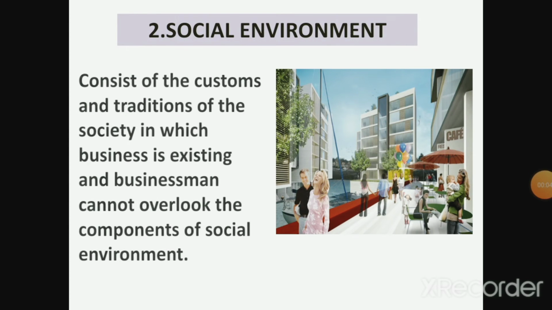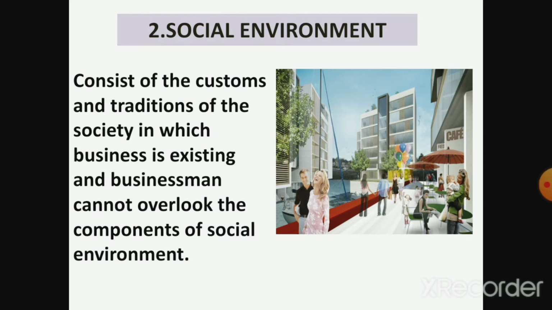Second dimension is social environment. Social environment consists of the customs and tradition of the society in which business is existing. It includes the standard of living, taste, preferences, and education level of people living in the society where the business exists. The businessman cannot overlook the components of social environment, as these components may not have immediate impact on the business, but in the long run, the social environment has a great impact on the business. Some examples of social environment are celebration of Diwali, Eid, Christmas, Guru Parv, etc., which increases the sale of sweets, greeting cards, etc.